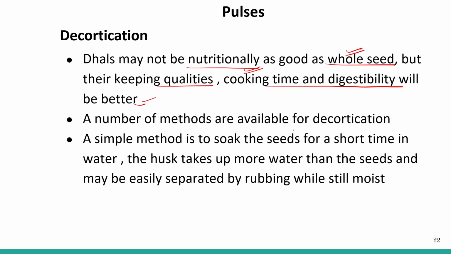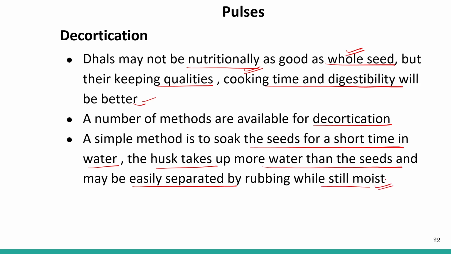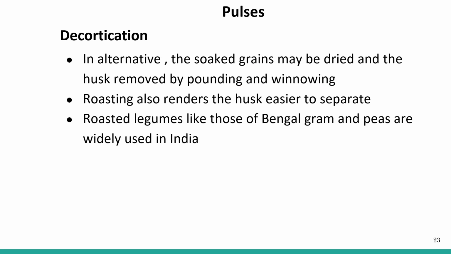A number of methods are available for the decortication. A simple method is to soak the seed for a short time in water. The husk takes up more water than the seed and may be easily separated by rubbing while still moist. So we soak the seed for a lesser duration of time, okay, and in that particular time the husk gets swelled up and by rubbing it gets easily removed.